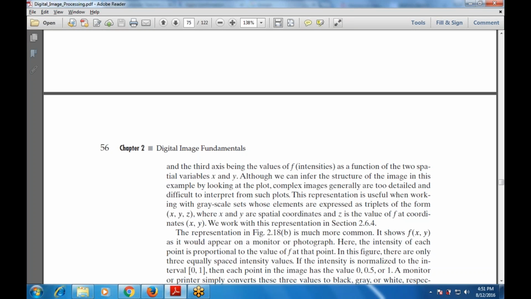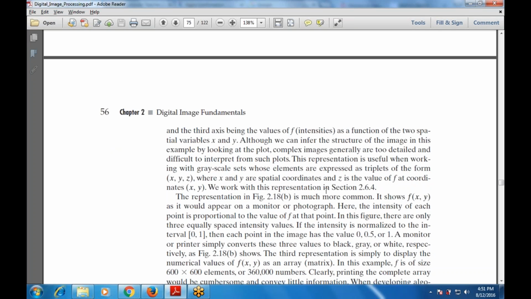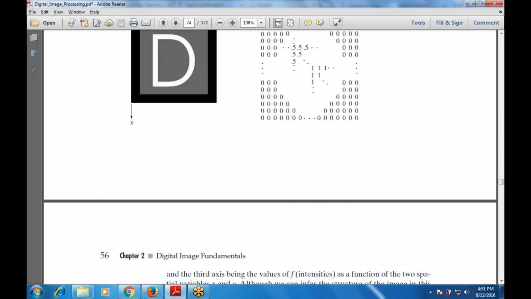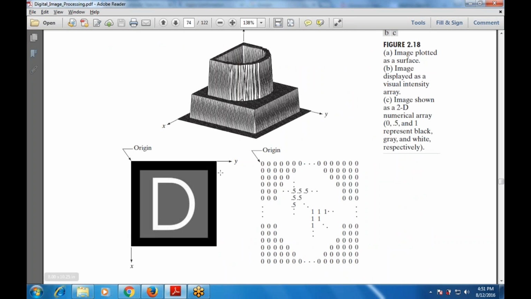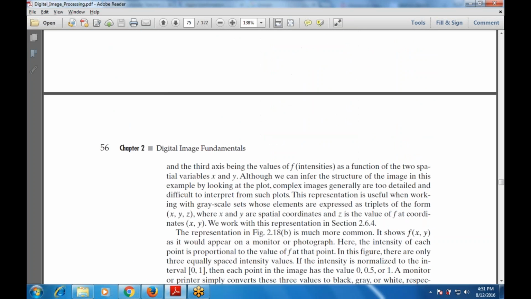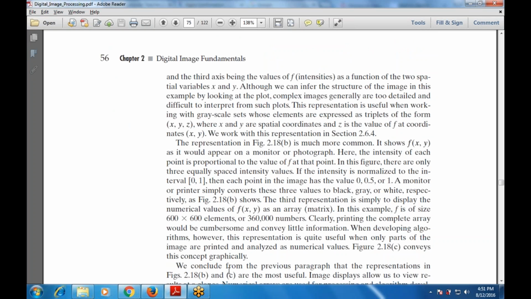And we work with this representation that is available in the figure in section 2.6.4. And the representation is much more common in figure 2.18 also. So 2.18 is also displayed as a visual intensity array. This is the array that is represented with this. And that is very common, and the intensity of each point is proportional to the value of f at that point, which has a value of 0, 0.5, or 1. A monitor or a printer simply converts these three values to black, gray, or white.